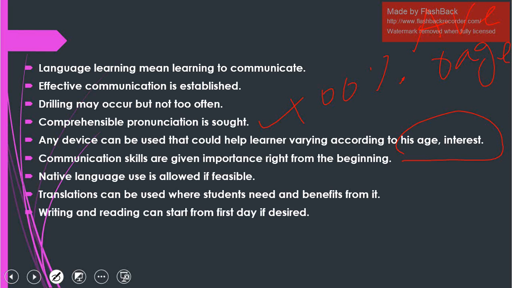Writing and reading can start from the first day if desired. So all four skills will be given priority. Writing and reading can start from the first day. We are not going to delay these skills like we delayed in audiolingual or in other methods.